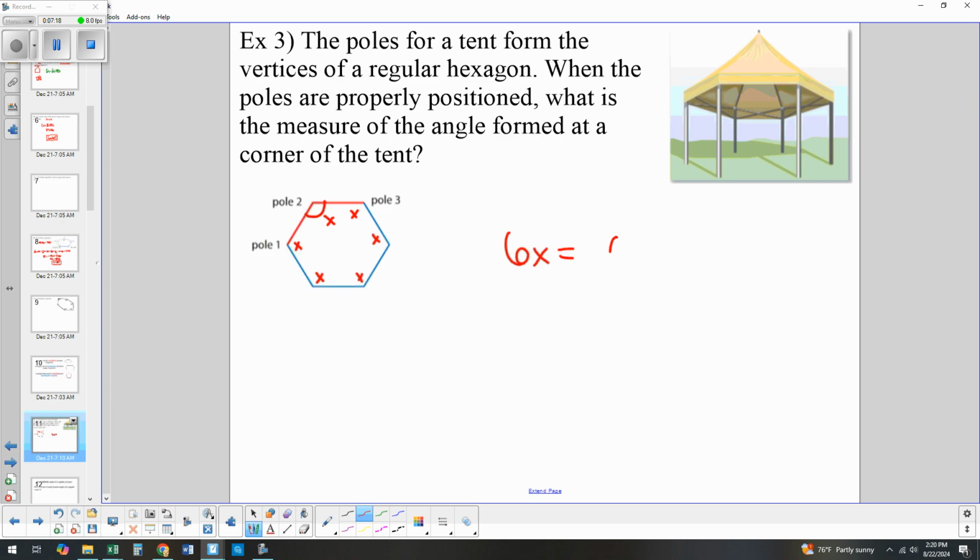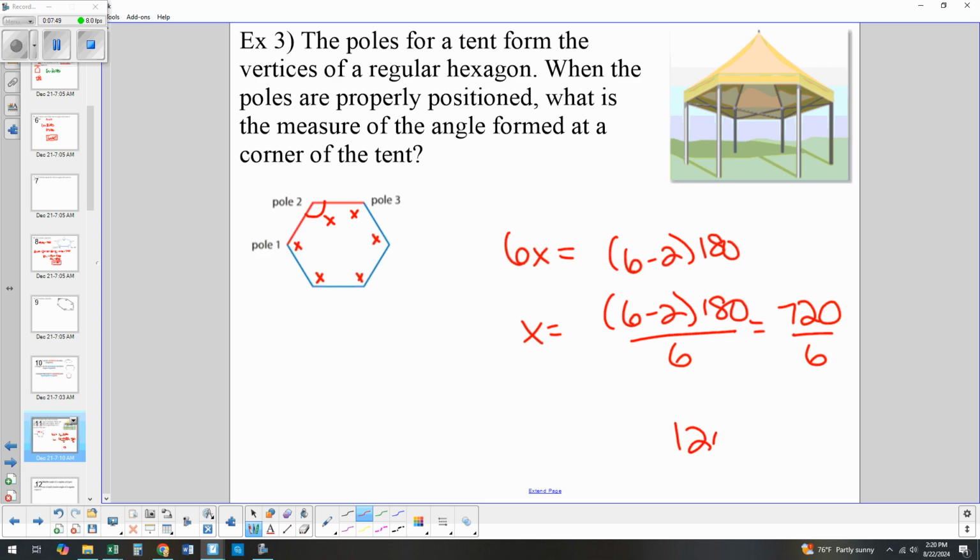And this is a 6-sided shape, so that would have been 6 minus 2 times 180. But I don't want to have to do a 6x equals every time. I'm not going to have the pictures drawn. So we do need a formula that's going to have x equals, or the angle equals, everything already plugged in for us. So that is what it's going to end up being, is the sum of the interior angles on top divided by the number of angles on the bottom. In this case, that would be 120 degrees.